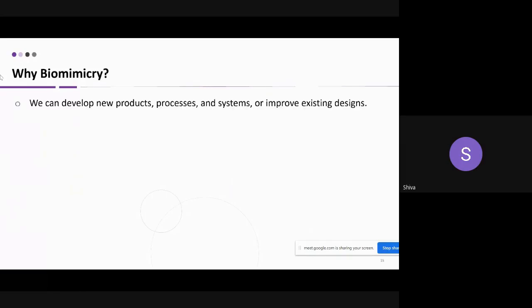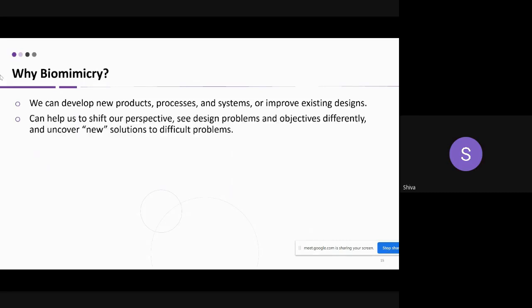Why biomimicry? Because we can develop new products, processes, and systems or improve existing designs. We can shift our perspective, see design problems and objectives differently, and uncover new solutions to difficult problems. There is, of course, as all of you know, socioeconomic and ecological pressure on every one of us. Transformative innovation, we saw. We have to save the earth.